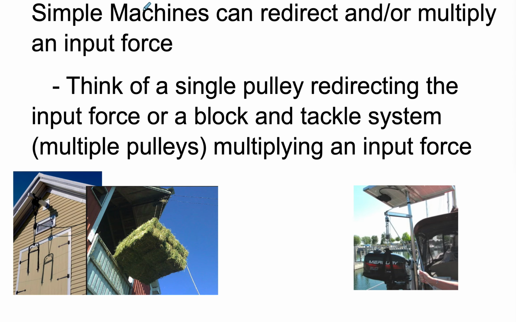So simple machines, this is what they do. They either redirect a force or they multiply a force. So if I use a simple machine, I can actually do a task with less force. Or I can do a task in an easier way because I can redirect the force.